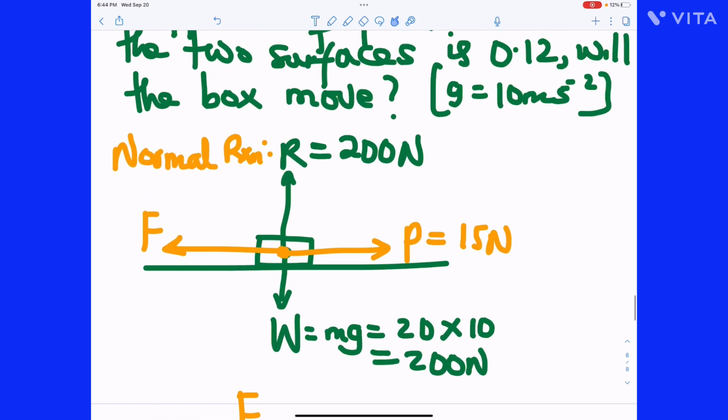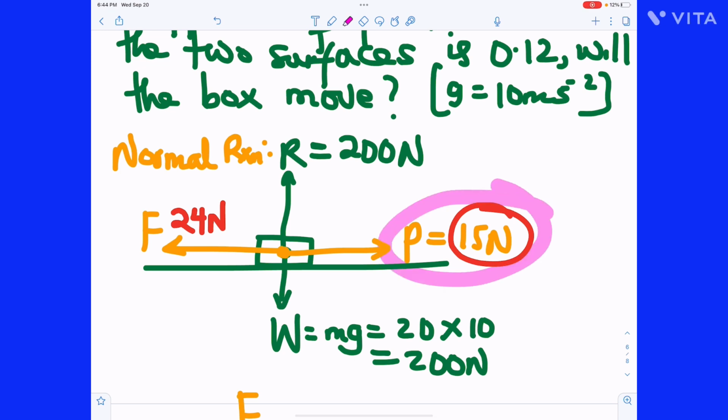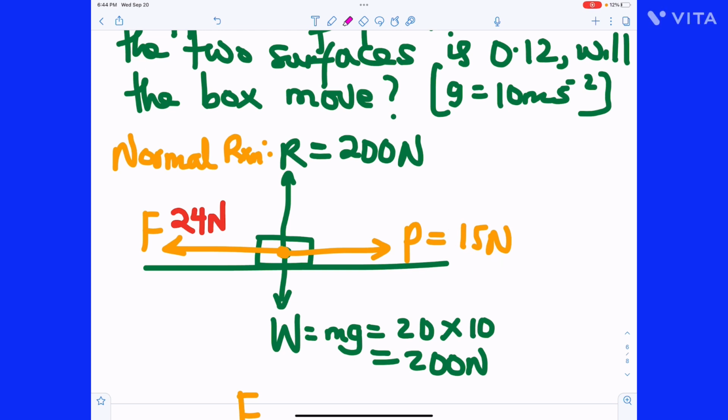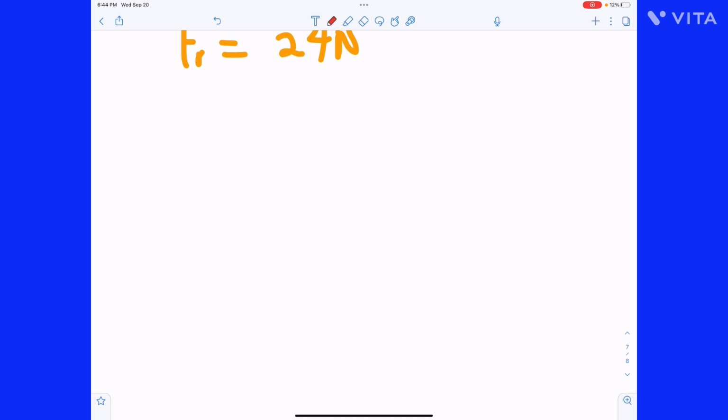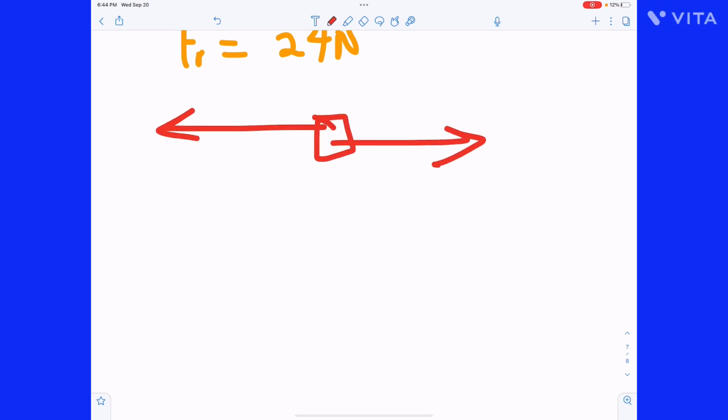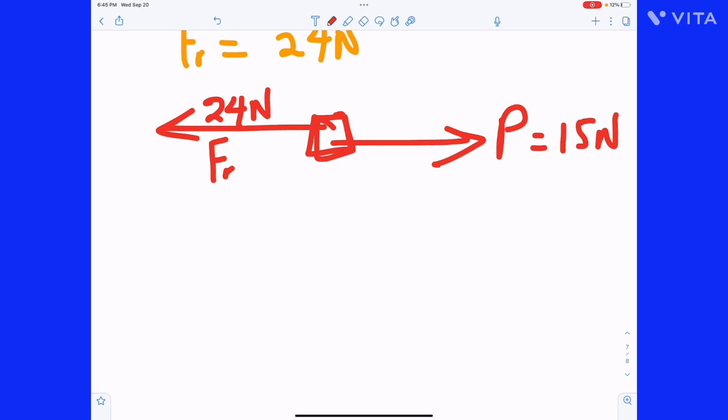So what does this explain? The frictional force is 24 newtons, and you are just pushing with 15 newtons. Definitely the box will not move. It's not going anywhere. Can you see the significance of friction? The box will not move because P, your pushing force, is less than the frictional force. You are pushing it this way, but frictional force, FR, 24 newton, is acting this way on the same object. P is 15 newton. Definitely it will not move because 15 newtons cannot overcome 24 newtons. Is that clear?